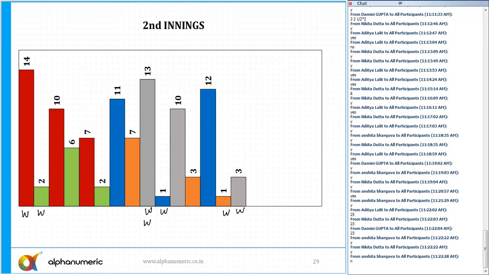Second innings, let's see. 10 plus 6, 16, plus 7, 23, plus 2, 25, plus 11. Yes, so here we can definitely say one instance is here. Between these 2 wickets, minimum 25 runs were scored. Now 10 plus 3, 13, plus 12, also 25. So between these 2 wickets also definitely 25 runs were scored. Exactly 25 it is coming out to be. So minimum 25 is scored. That is for sure.